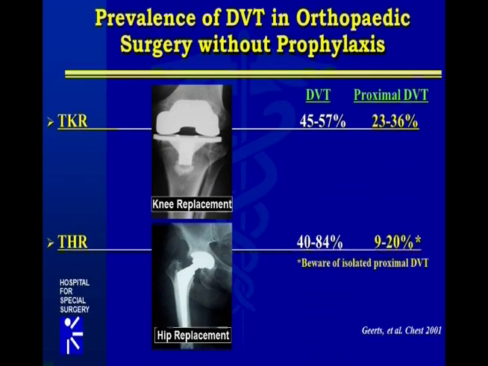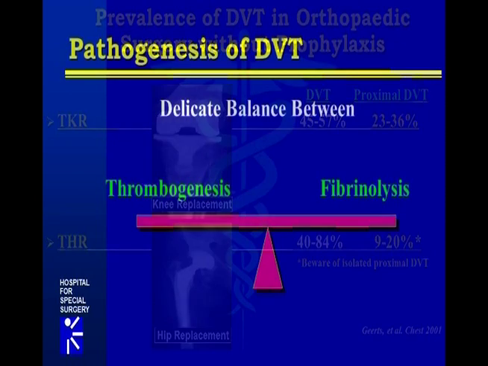The prevalence of deep venous thrombosis in orthopedic surgery without any prophylaxis historically has been quite high. And in knee replacement, it's been almost 60%, with proximal thrombosis up to 36%. And in hip replacement up to 84%, with proximal thrombosis 20%. What's unique about hip replacement compared to knee replacement is the development of isolated proximal thrombosis that can occur.